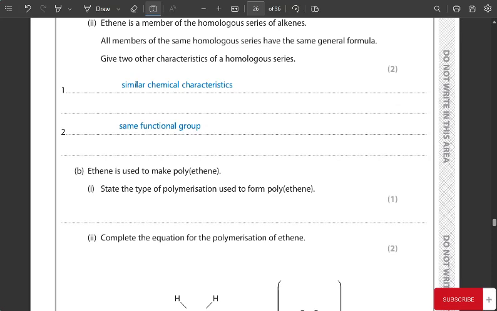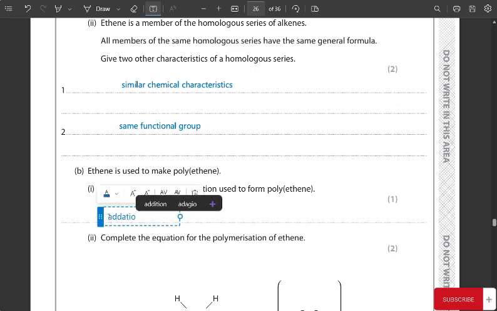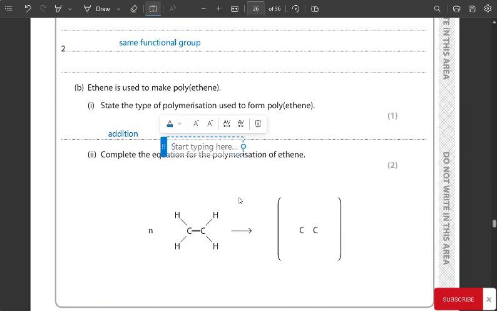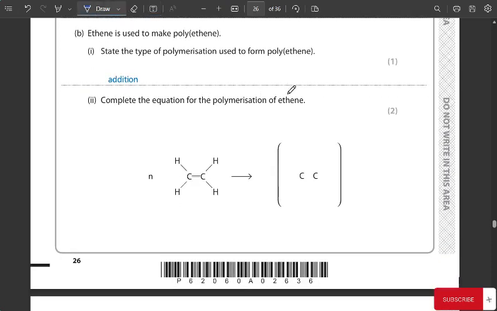Ethene is used to make polyethylene. State the type of polymerization used to form polyethylene. Okay, the type of polymerization is addition. And the next one, complete the equation for the polymerization of ethene.